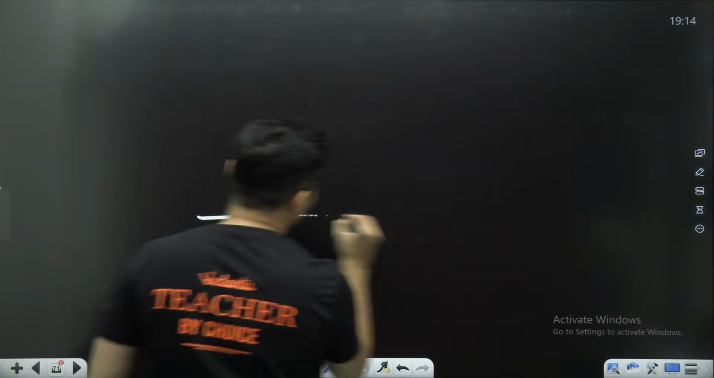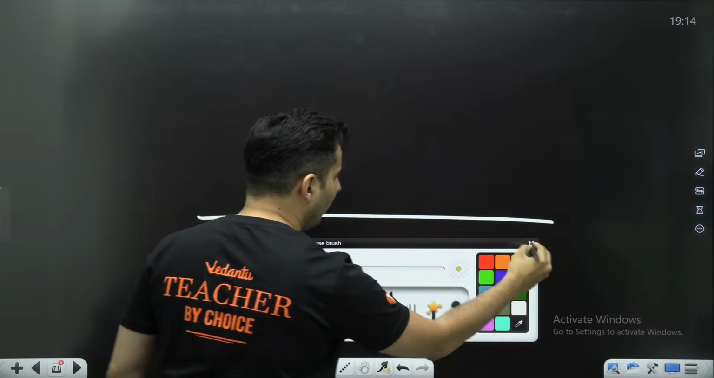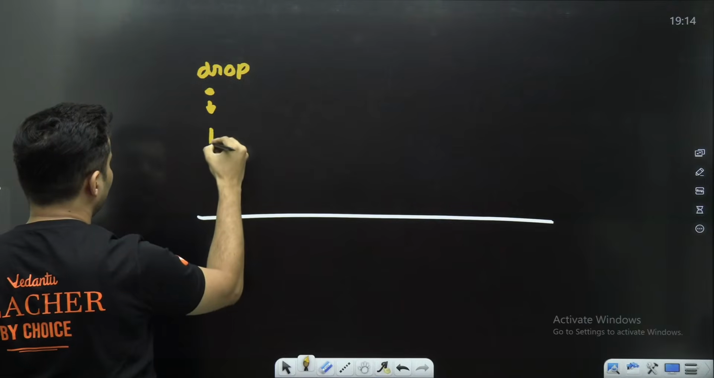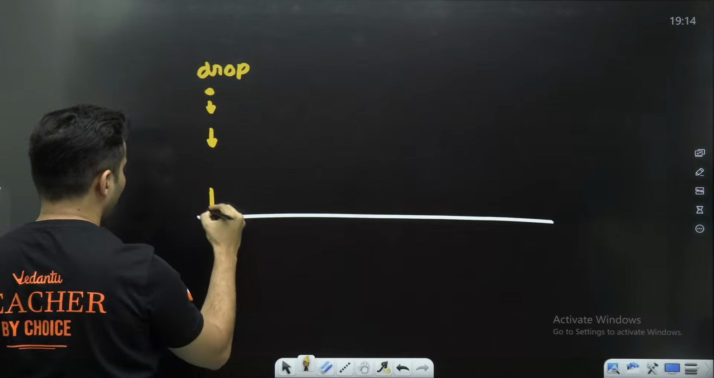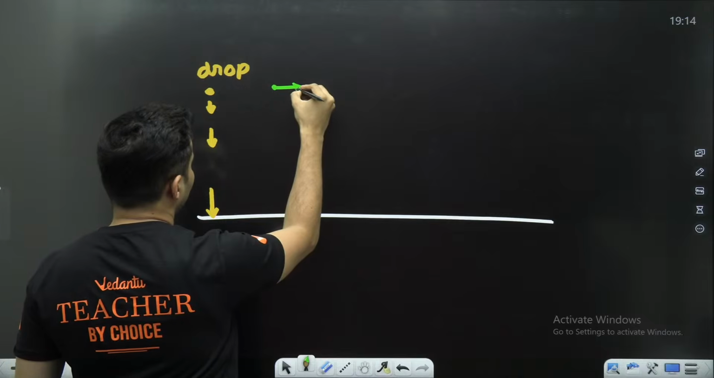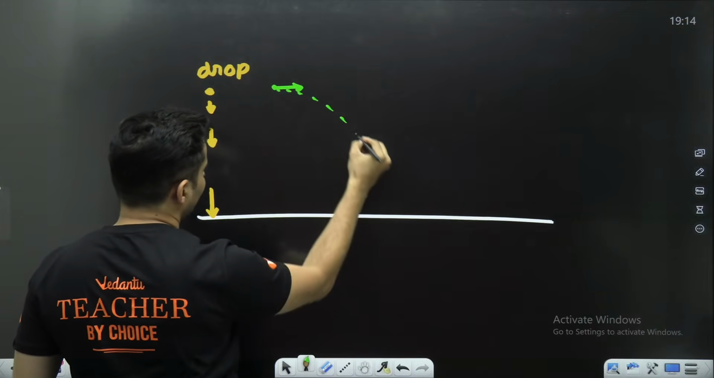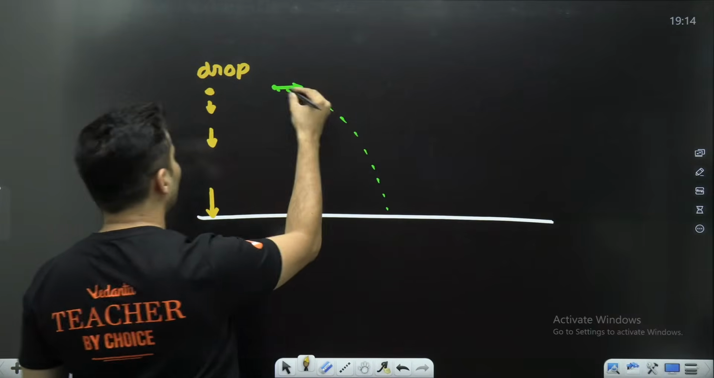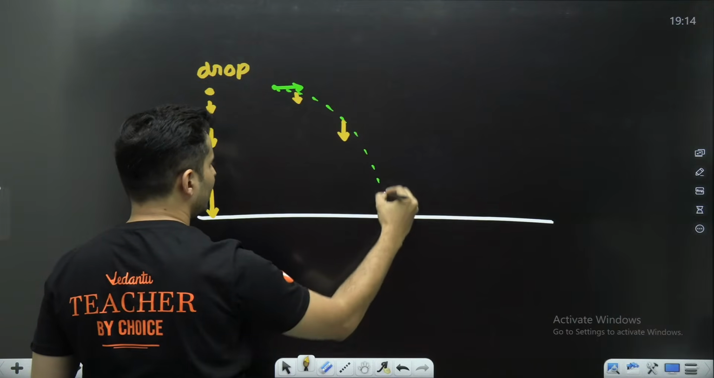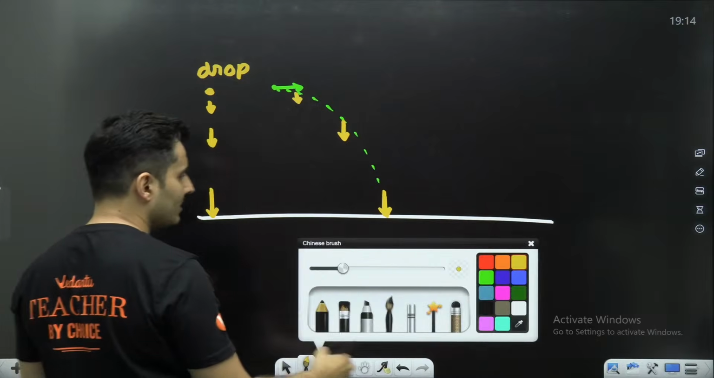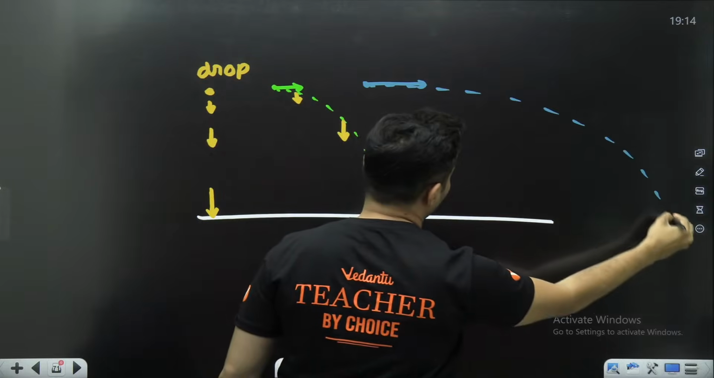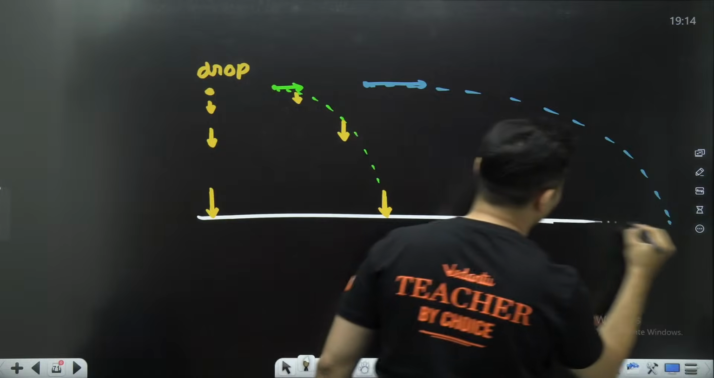See, my dear warriors, if you just drop a ball from here, slowly the velocity will increase like this before it hits the ground. If suppose you throw it with some speed like this, it will go somewhere here, but the vertical velocity will increase exactly the same way as this guy. In fact, you throw it with a very large speed, no issues. It might land very far away.